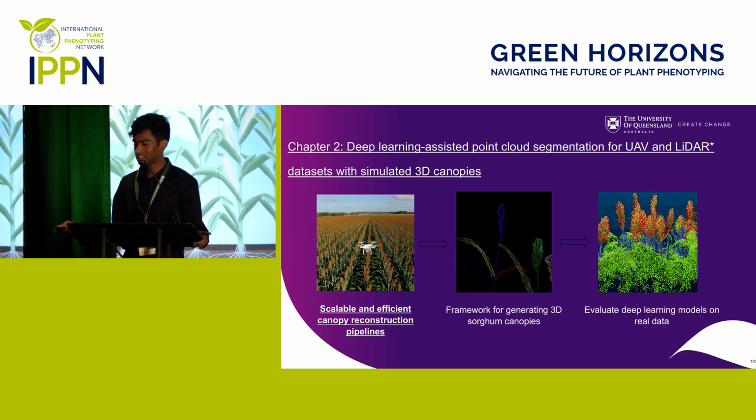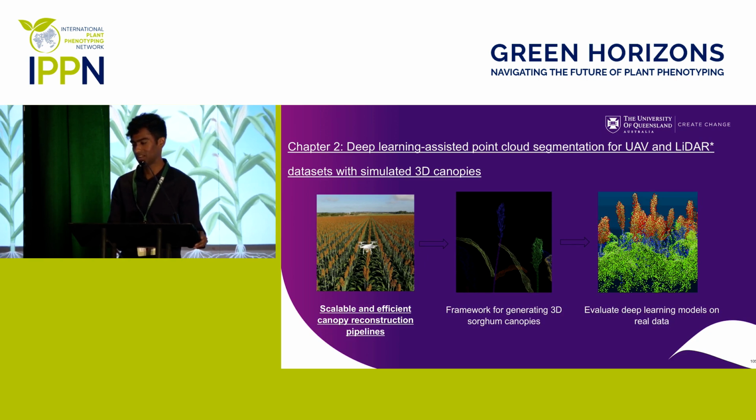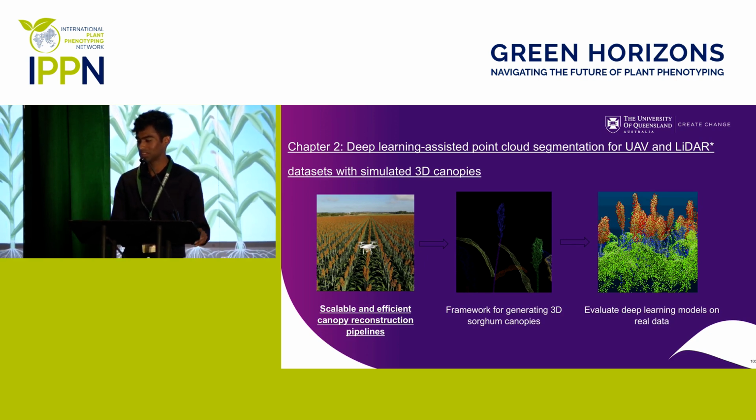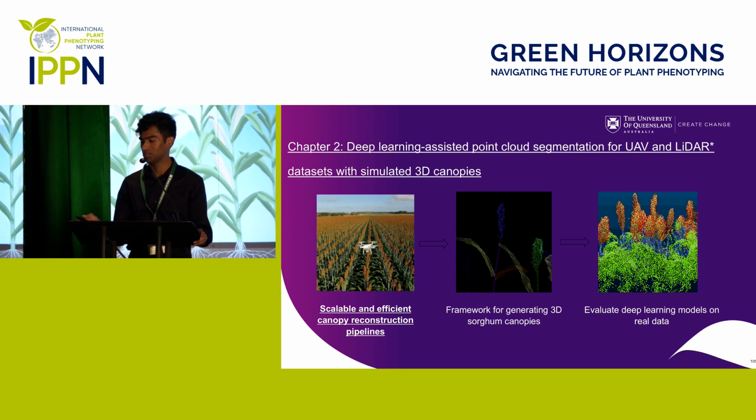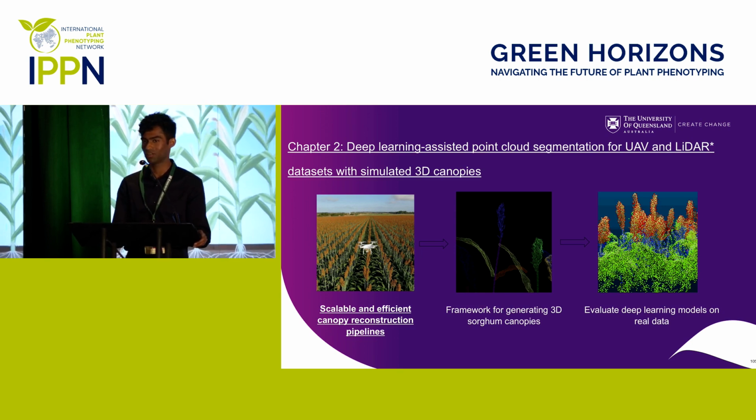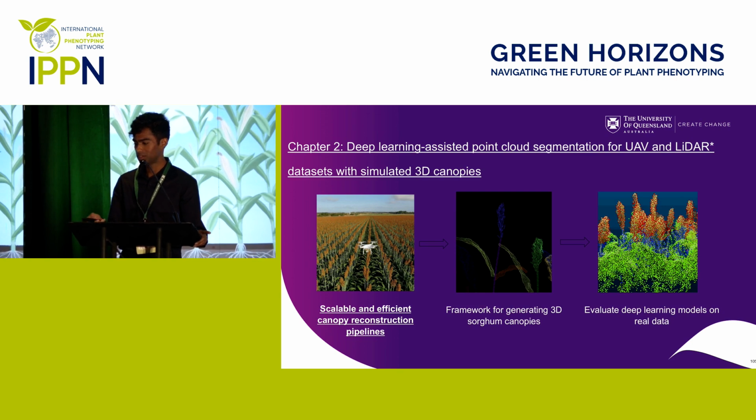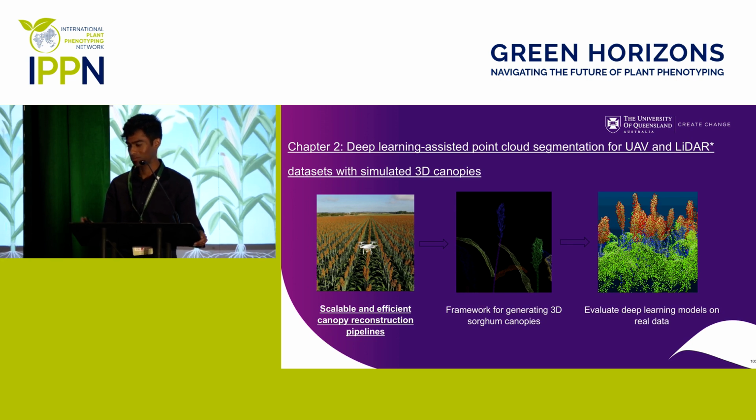So for my second chapter, the idea was, okay, we have this method, now how do we scale it out? And the objective was to develop a method to phenotype 3D panicle morphology in the field on a plot scale, which is what this talk is about. And in order to do this, I had to achieve three objectives.